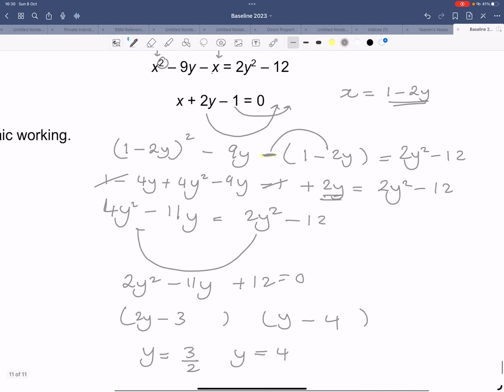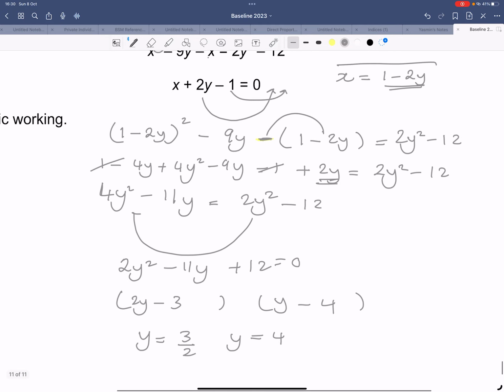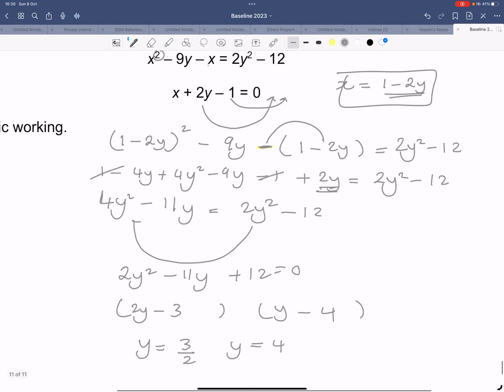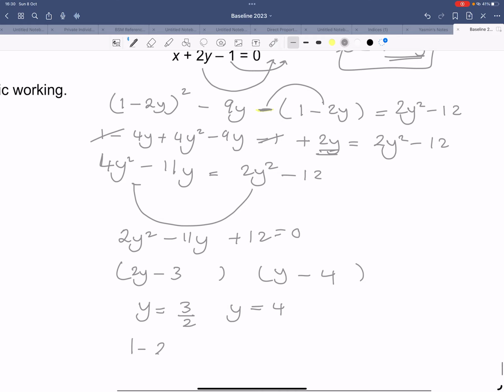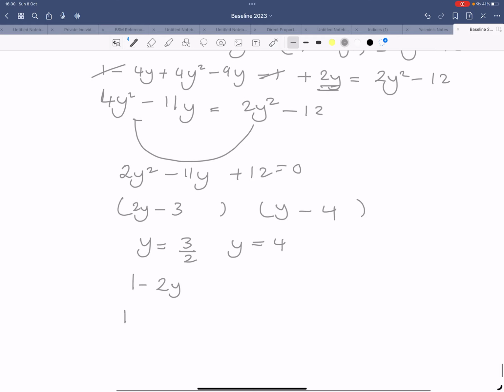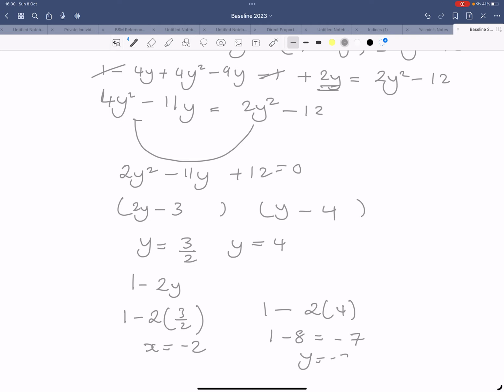We haven't finished because we need our x values. So therefore x equals 1 minus 2y. Putting 1 minus 2 times 3 over 2 and 1 minus 2 times 4. That will be 1 minus 3, which is minus 2. And here x is going to be 1 minus 8, which is equal to minus 7.